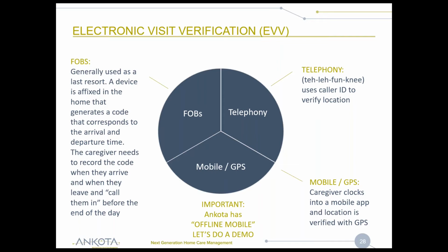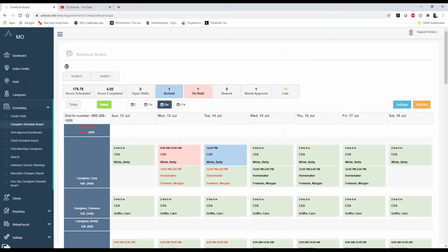But we did promise in the lead up to this webinar that we'd give a demo of how offline mobile works. So with that, and without further ado, I'm going to jump to a screen here. This is just a demo environment where I'm looking at this visit. What you're seeing here is this caregiver, Carrie the caregiver. We're seeing this week, and we're speaking today on Tuesday, July the 14th. And we have this visit where Carrie the caregiver is providing service to Betty White, and this blue color indicates that they've already arrived.